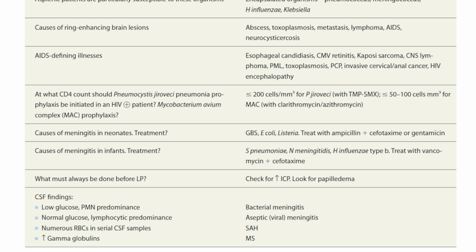So cause of meningitis in infants. Those are infants, they are bigger than neonates. Cause of meningitis in infants and treatment. In infants, we have Streptococcus pneumoniae, Neisseria meningitidis, and Haemophilus influenzae type B, and we treat with vancomycin and cefotaxime. Okay, so the cause of meningitis in infants is Streptococcus pneumoniae, Neisseria meningitidis, and Haemophilus influenzae type B. We treat it with vancomycin and cefotaxime.